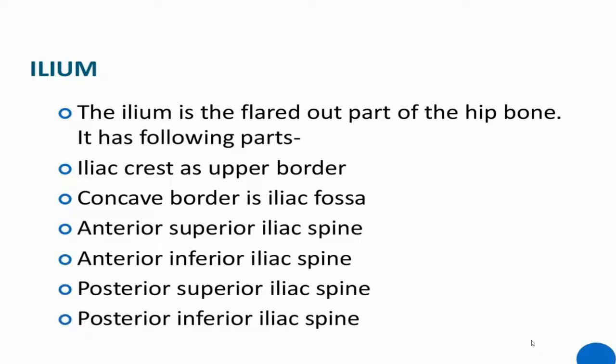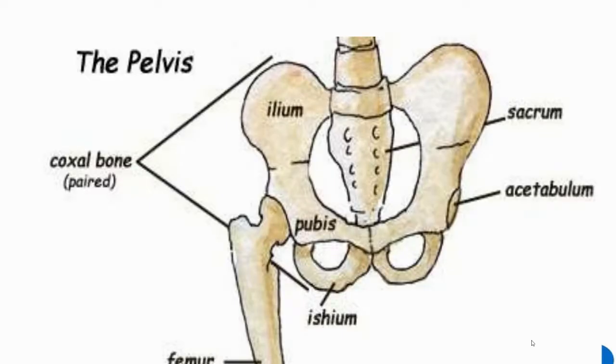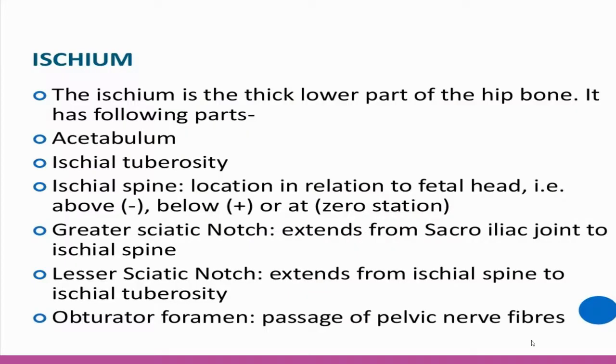It has the following parts. Iliac crest as the upper border, the concave border is the iliac fossa, and anterior superior iliac spine, anterior inferior iliac spine, posterior superior iliac spine, and posterior inferior iliac spine. So these are the parts of the ilium. You can see it is the flared part and it is the biggest part of the hip bone.